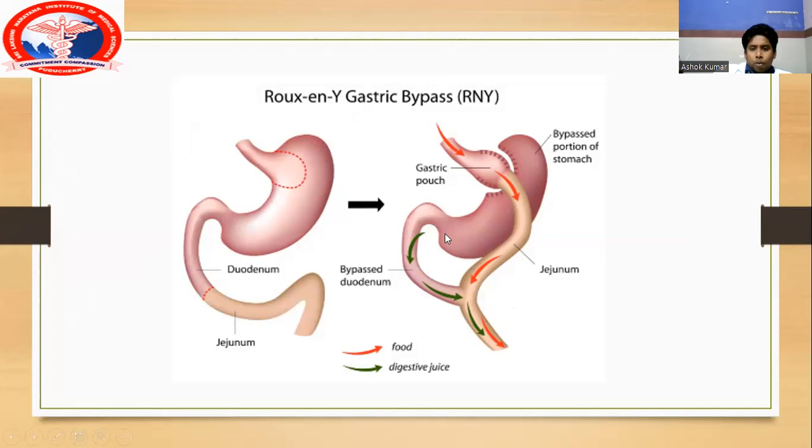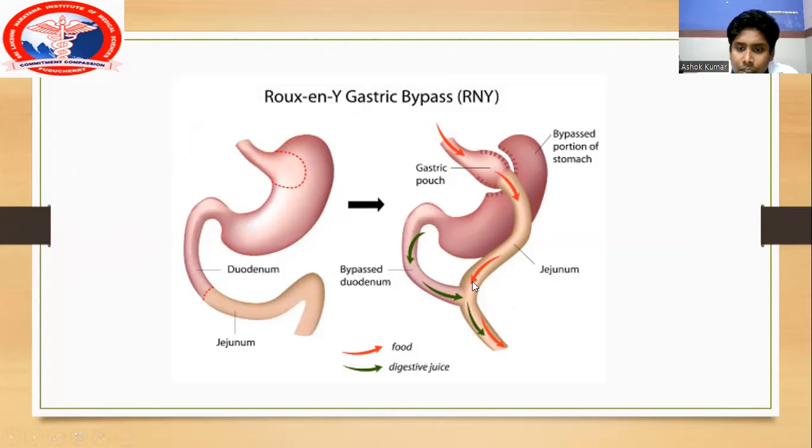And this is the bypassed portion of the stomach, and this is left behind. And this is the jejunal end that was cut 50 to 70 centimeter from the DJ flexure. It's anastomosed to the newly constructed gastric pouch through circular staplers. Okay, so this is the alimentary limb.